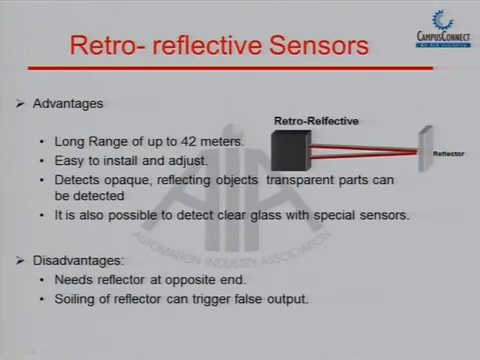Then retroreflective sensors, as I said, it requires a reflector. The maximum distance you can go up to is 42 meters. Only drawback is if the reflector becomes dirty or soiled, you will still get an output. That means you will sense that there is something in between, as the reflector is not reflecting the light. That means you need to clean the reflector every time.